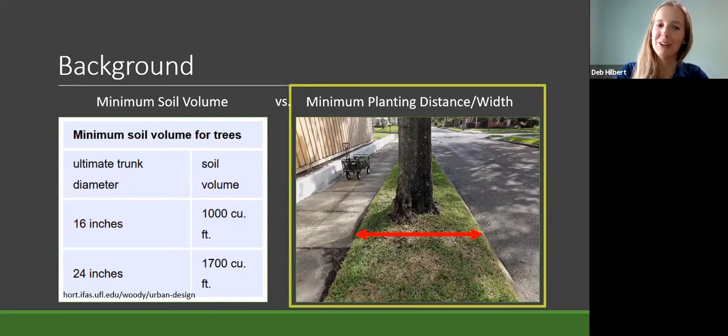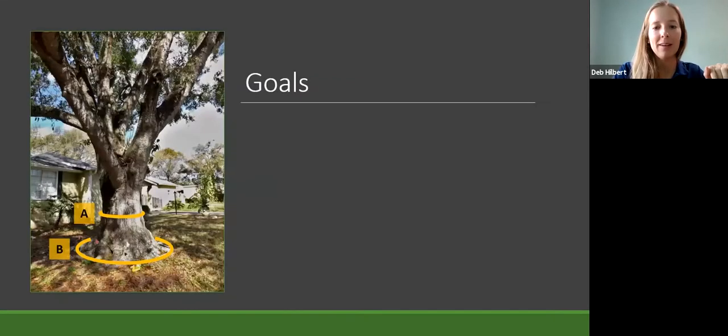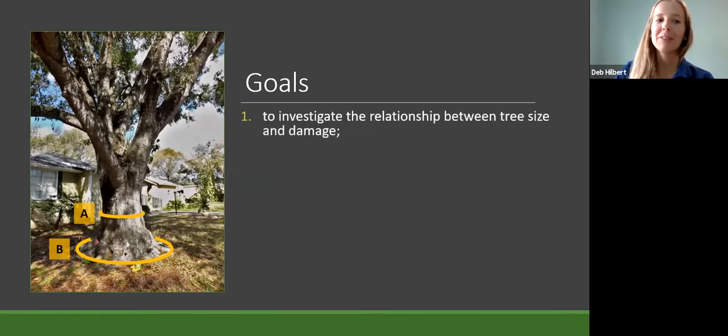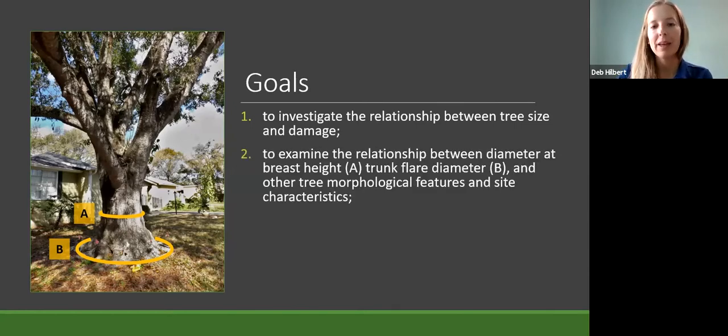There's other really good literature out there on minimum soil volume, and a lot of municipalities already implement standards for that. So the goals of this research project really came down to a few different things. We wanted to look at the relationship between tree size and damage. And then we also wanted to examine the relationship between diameter at breast height and trunk flare diameter.